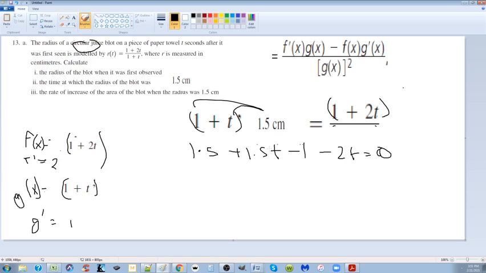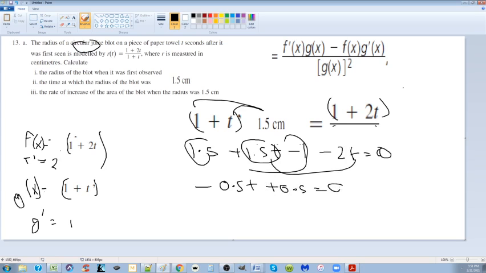Now, if I look at this as plus 1.5 minus 2t, so I get minus 0.5t, which is why I should have left it on the right side. I get 1.5 minus 1, so that's plus 0.5. I'm going to divide everything by negative 1, and I get t. Well, actually, no, I can just leave it like that.